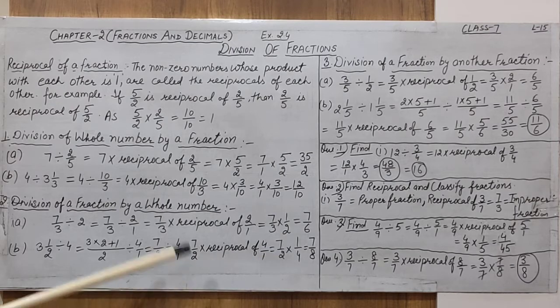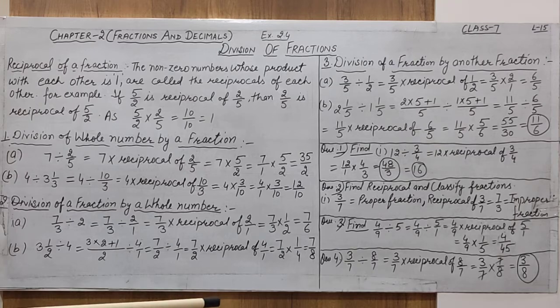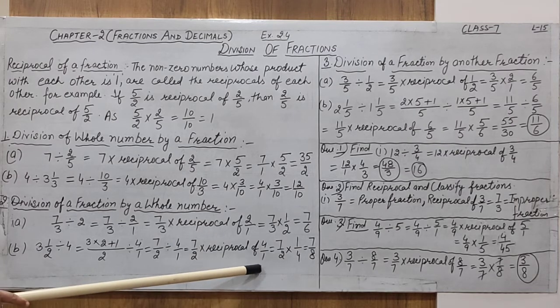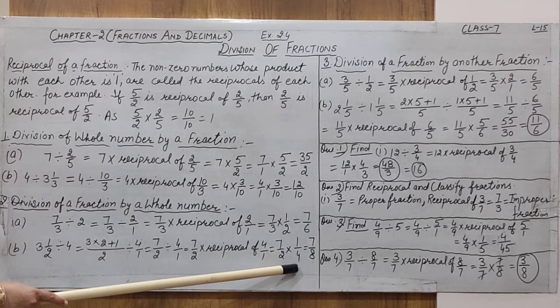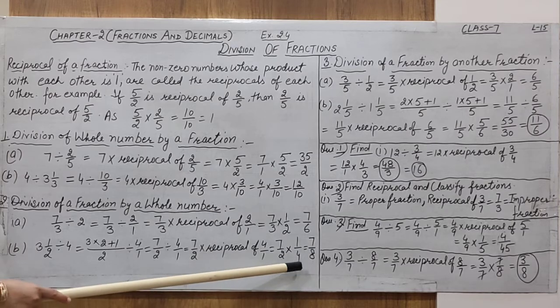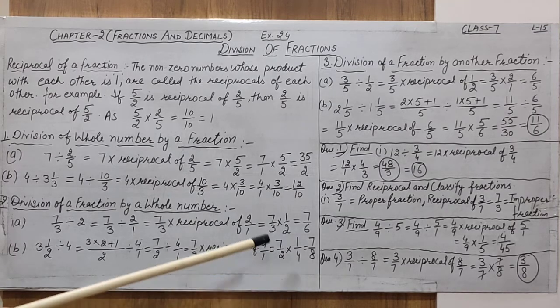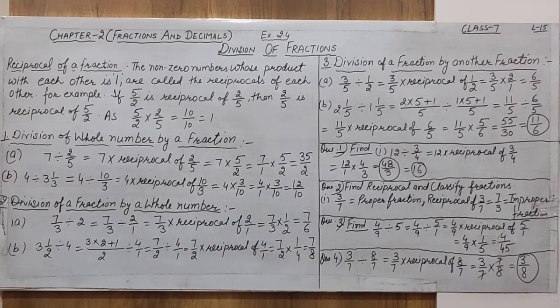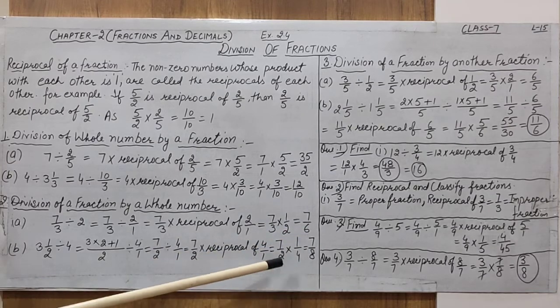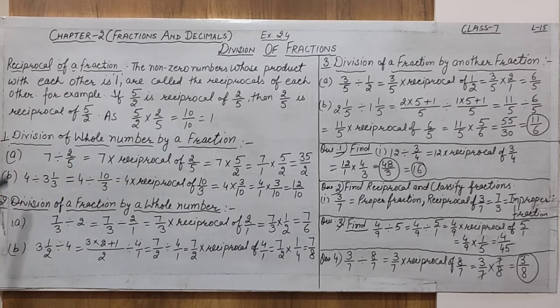That's why I told you that the reciprocal of a fraction is a very important part. So the reciprocal of 4 by 1 is 1 by 4. Now when two fractional numbers are multiplied, the numerator is multiplied with the numerator and the denominator is multiplied with the denominator. The result is 7 by 8. So these are the two types of division of a fractional number with whole numbers.